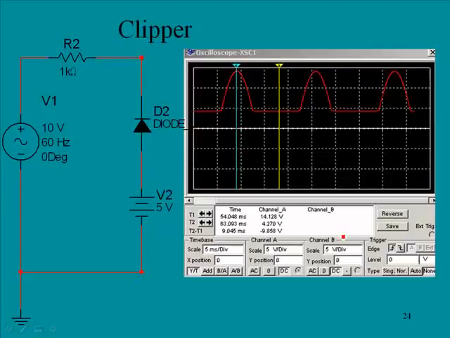Several of the images actually weren't very suitable, so I created some new ones. And so here we have a basic clipper circuit. This has got more detail than the ones in your text, but that will be fine. This is a clipper from Electronics Workbench, and this is the associated wave shape that it generates.